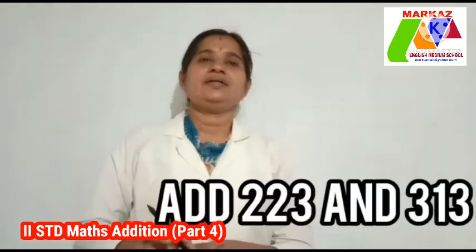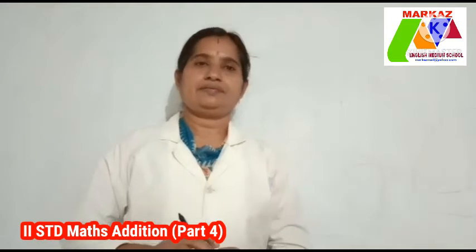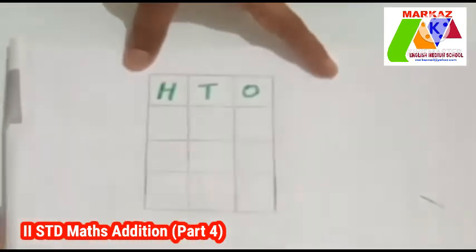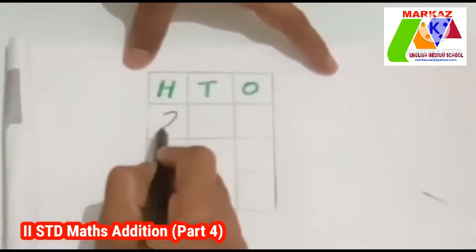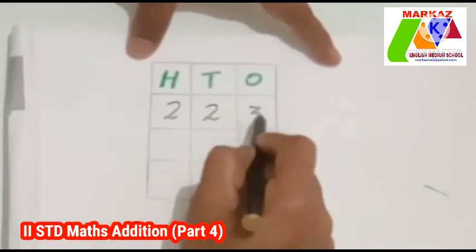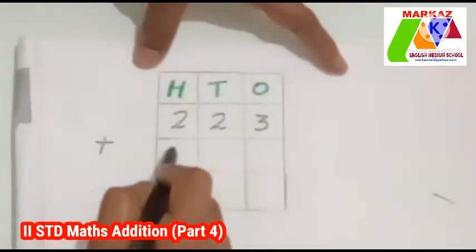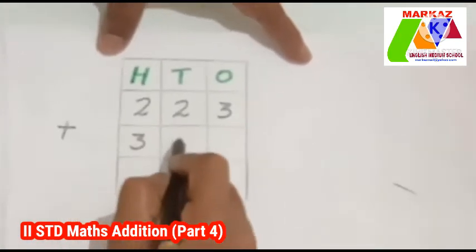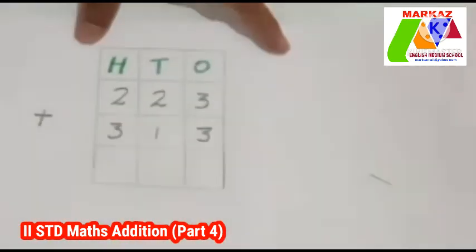Let's add 223 and 313. First, arrange the numbers according to their place value. 223 has 200, 2 tens and 3 ones, plus 313. It has 300, 1 ten and 3 ones.